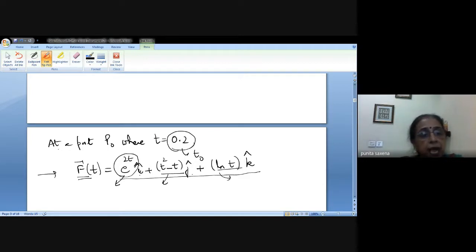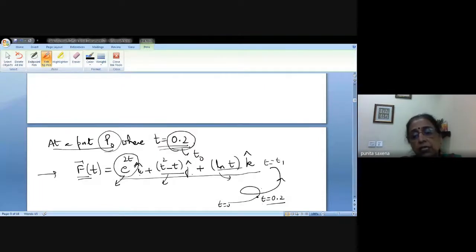Now, when we are saying at a point P naught, that means the point is going to be some point on, let's say, it could be any motion. I don't know how the graph is, but it could be something like this. This is moving in this direction. So this is when t is 0, and this is when t is, say, t1. But in between somewhere, some t has happened when t is 0.2. This is one specific point. So when t is something else, I'll get another specific point.